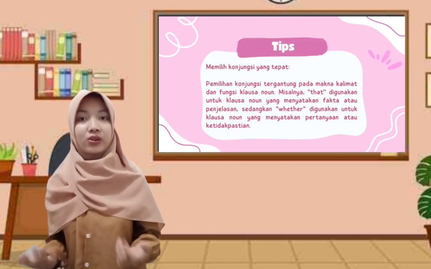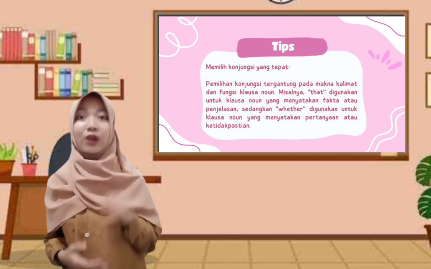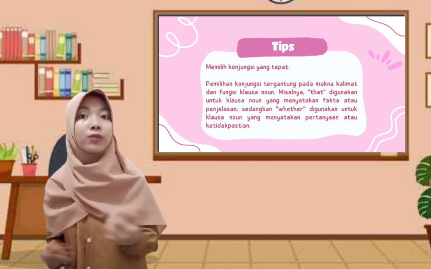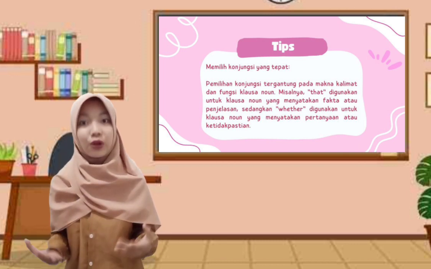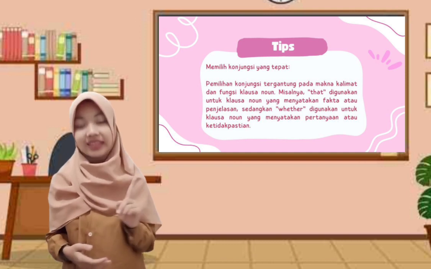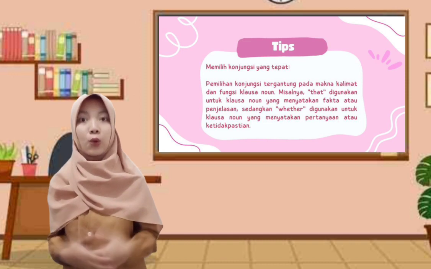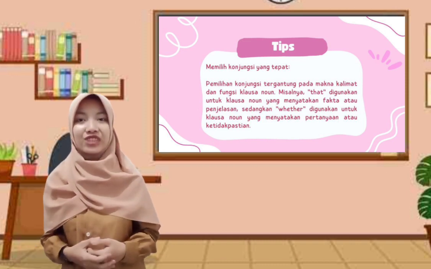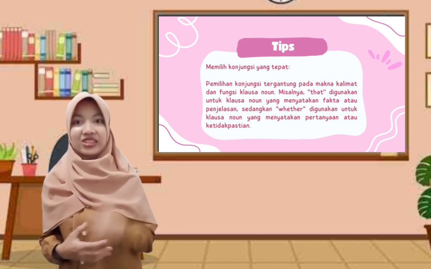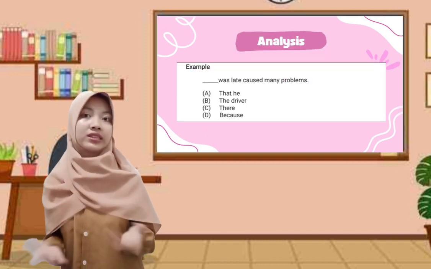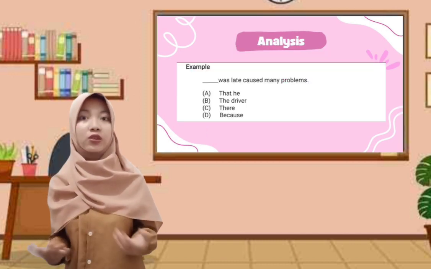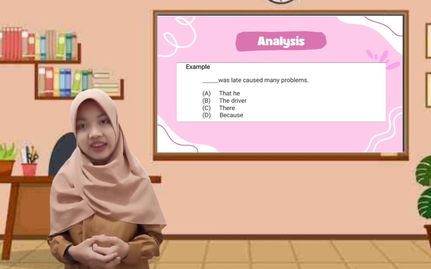How choosing the right conjunction. The tips, the choice of conjunction depends on the meaning of the sentence and the function of the noun clause. For example, that is used for noun clause that state fact or explanation, while whether is used for noun clause that express question or uncertainty.